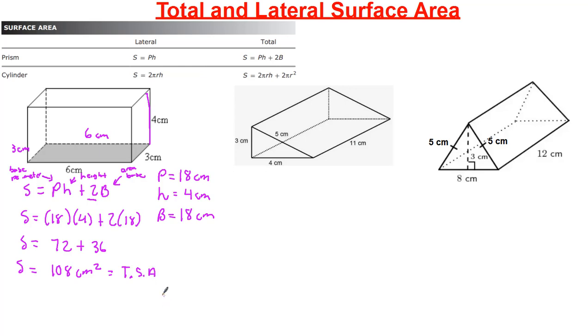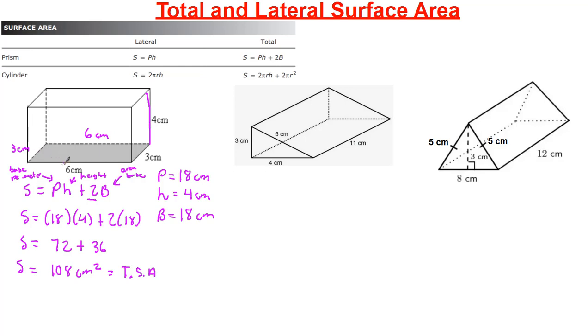Okay? Now, let's say that you want to figure out just what the lateral surface area is. What the lateral surface area represents is all of the areas of each surface except the base. Okay? So I'm going to figure out the area of all of the walls basically.